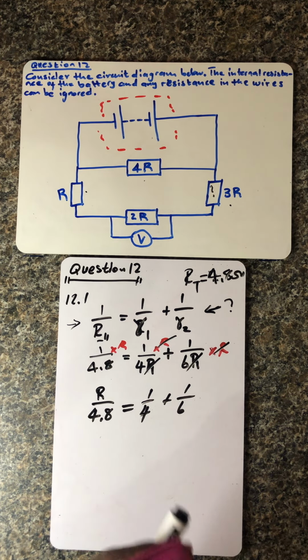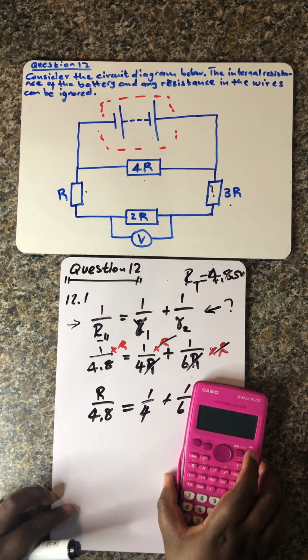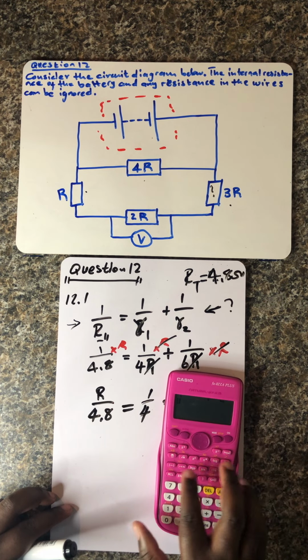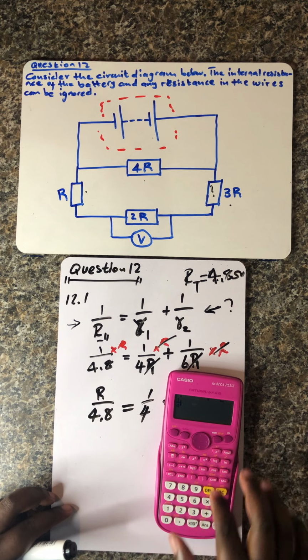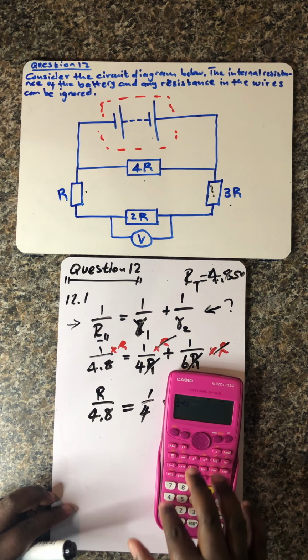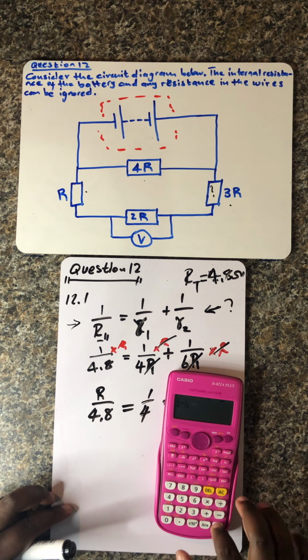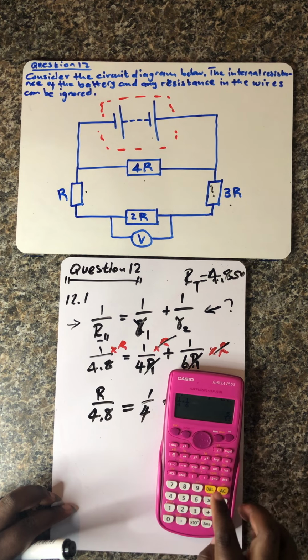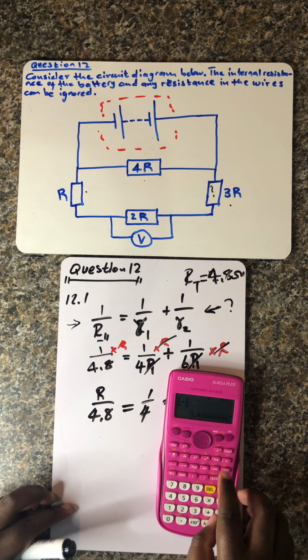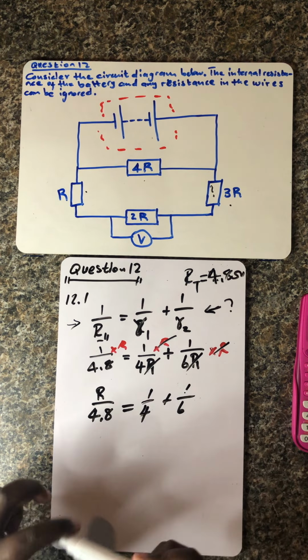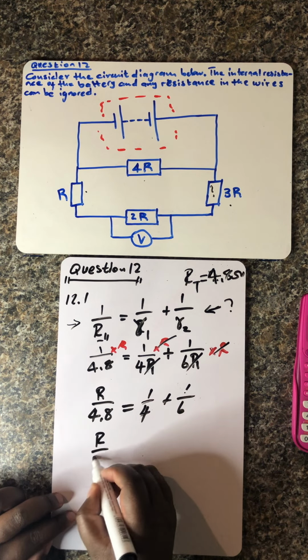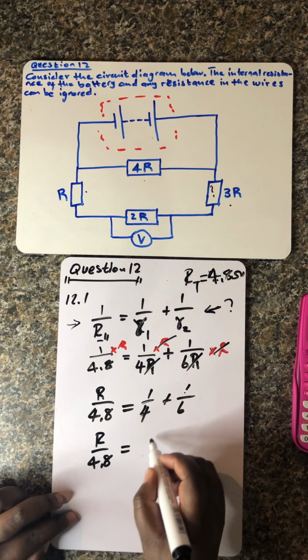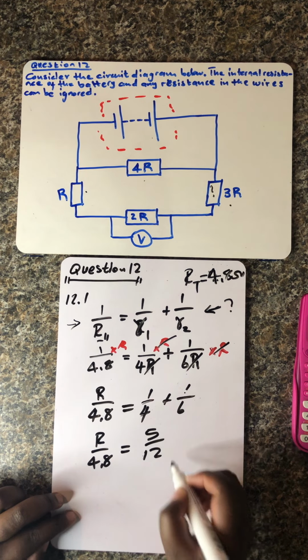I just got my calculator, but I'm sure you're done with the calculation. So you just punch 1 over 4 plus 1 over 6. Then it's 5 over 12. So you just have 5 over 12 there. So that means you've got R over 4.8, which is equals to 5 over 12.